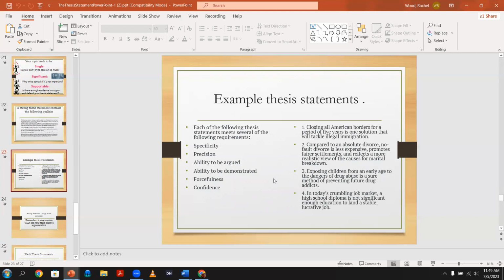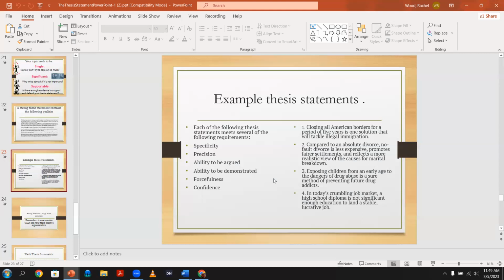Number 2, compared to an absolute divorce, no-fault divorce is less expensive, promotes fair settlements, and reflects a more realistic view of the causes for marital breakdown. Again, it has 3 points that will be covered in the body of the essay. It's forceful, it's precise, it's specific, and it can be demonstrated through research.